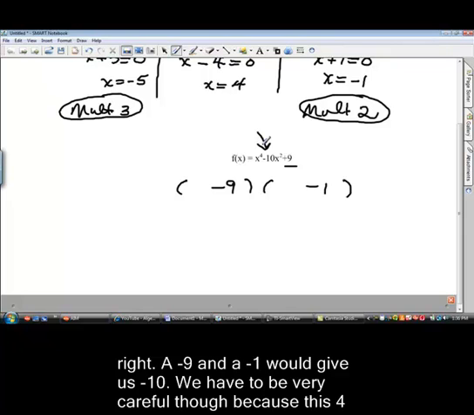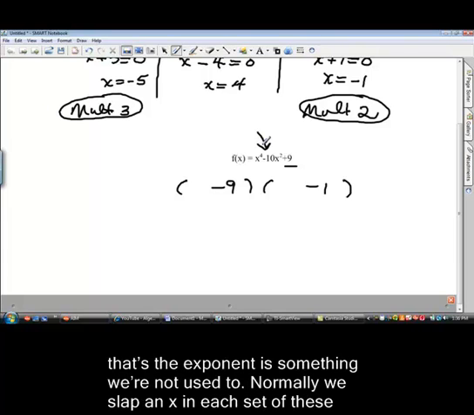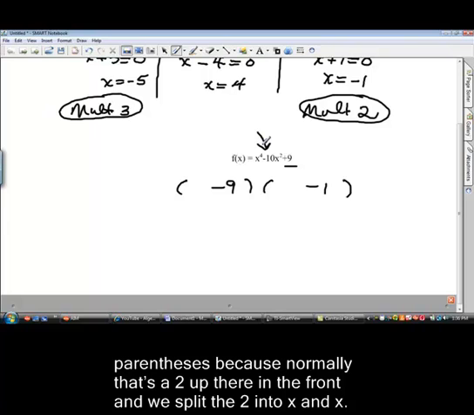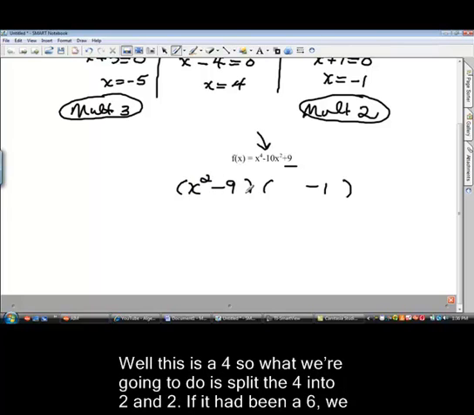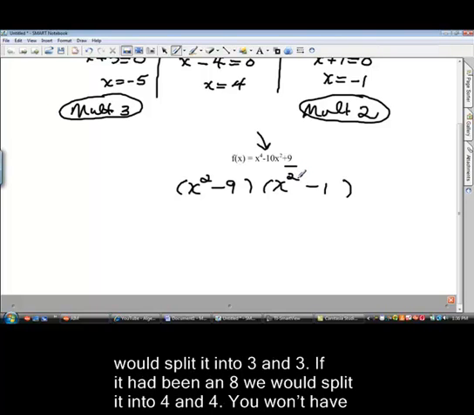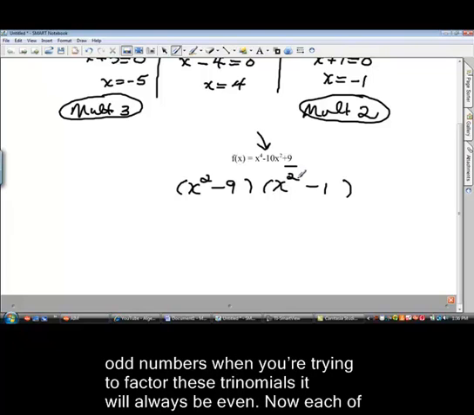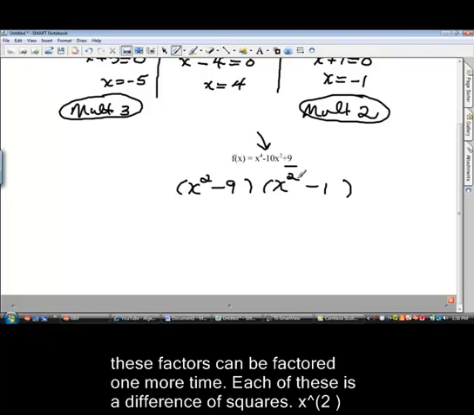We have to be very careful, though, because this 4, that's the exponent, is something we're not used to. Normally, we slap an x in each set of those parentheses, because normally that's a 2 up there in the front, and we split the 2 into x and x. Well, this is a 4, so we're going to split the 4 into 2 and 2. If it had been a 6, we would split it into 3 and 3. If it had been an 8, we would split it into 4 and 4. You won't have odd numbers when you're trying to factor these trinomials. They'll always be even.